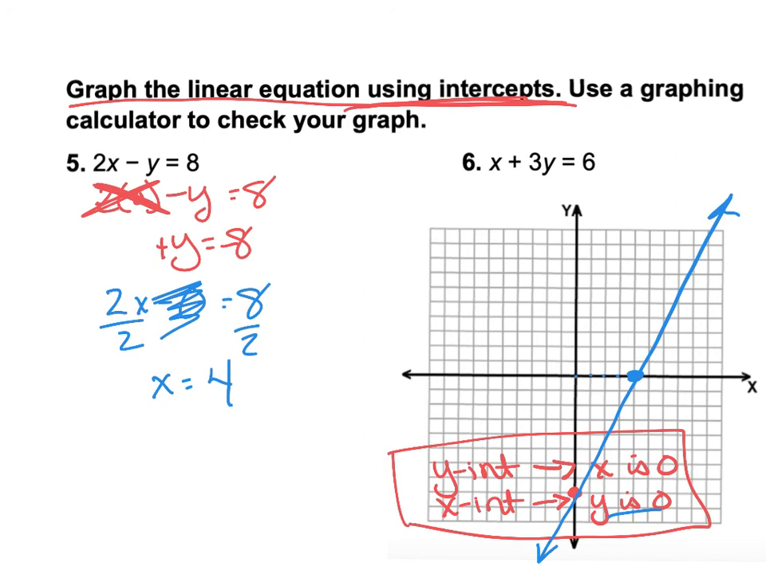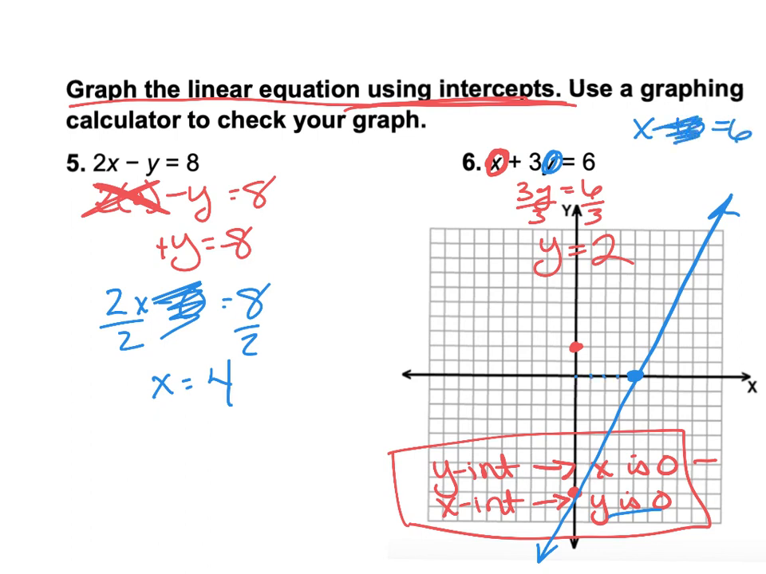Let's do the other one. For our y-intercept, x is 0. So I'm going to plug a 0 in here. That gives me 3y equals 6. Divide both sides by 3. y equals 2. Here's our y-intercept. Do it again for y equals 0. So now we would have x plus 0 equals 6. This would cancel out. x is 6.